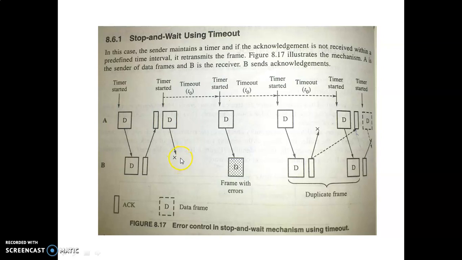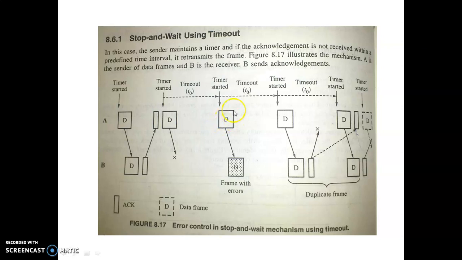Now the receiver did not receive that frame. If it doesn't receive that frame, why would it send an acknowledgement? So the sender will wait for the timeout, which we assumed to be around 5 milliseconds. This is just an assumption, the actual time might be different. It will wait a total of 5 milliseconds for the acknowledgement. If the acknowledgement doesn't come within 5 milliseconds, it will retransmit the same frame again.